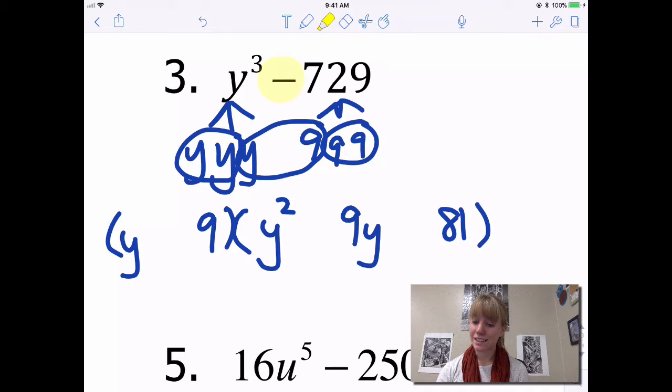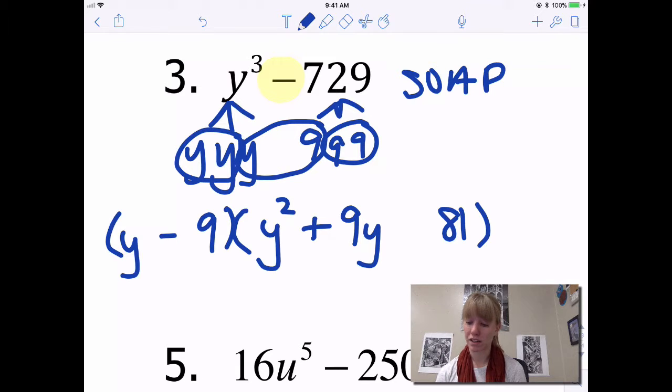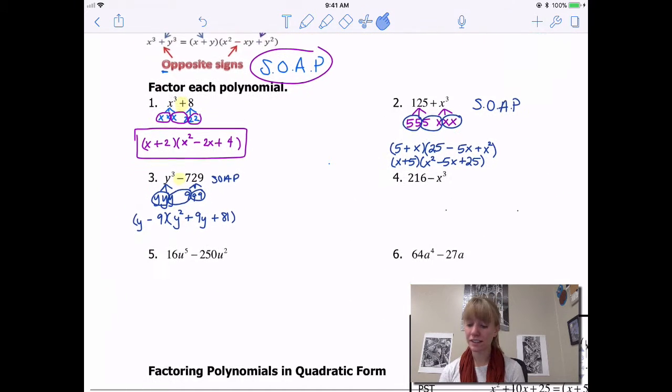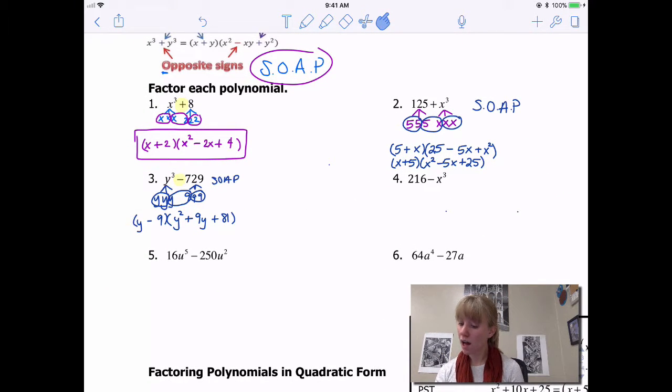Look at this sign, it's different. So same, opposite, always positive. Same is now negative. Opposite is positive, and always positive is positive. So hopefully this is starting to make sense. I'm going to have you guys try number 4, and then we'll do numbers 5 and 6 together.